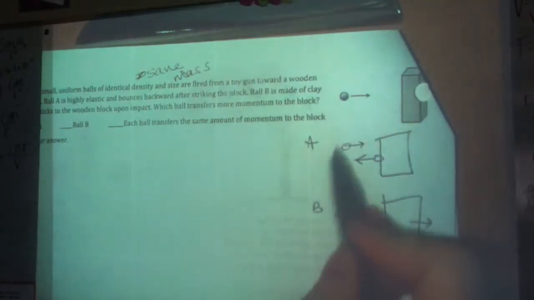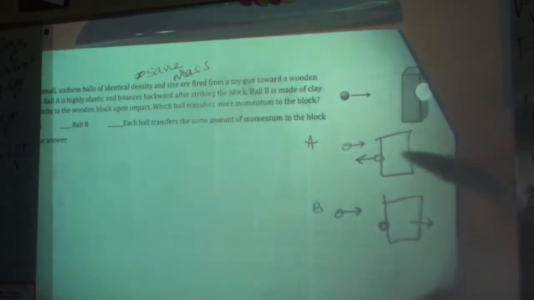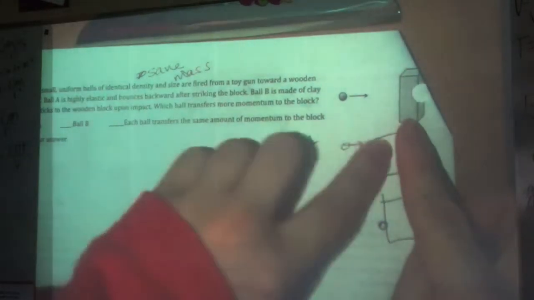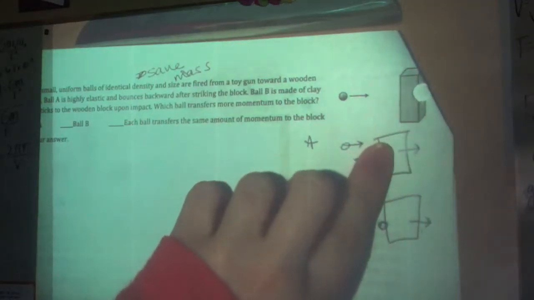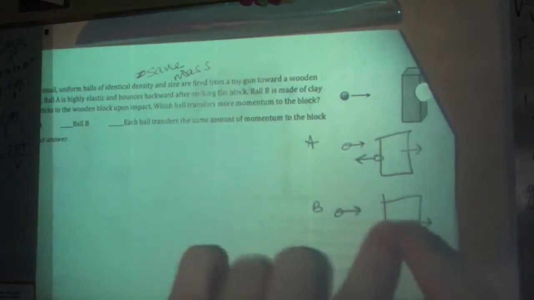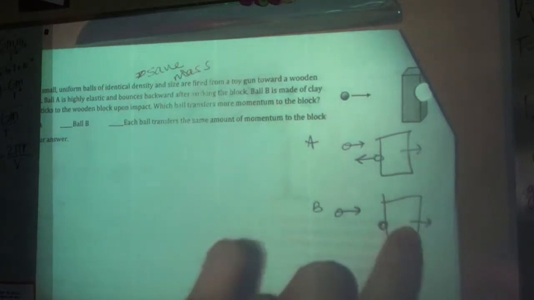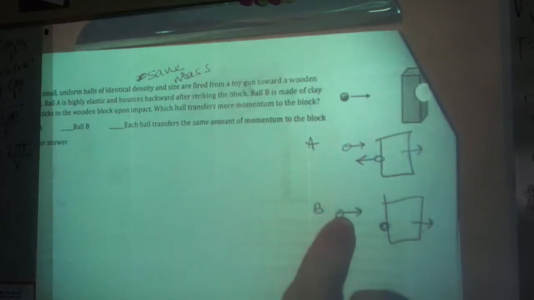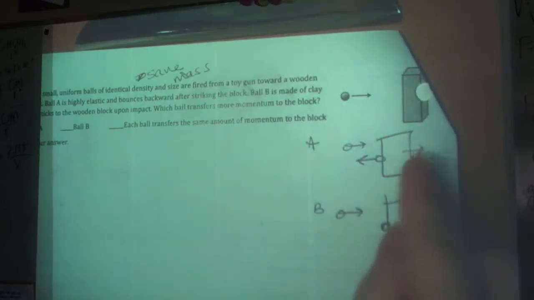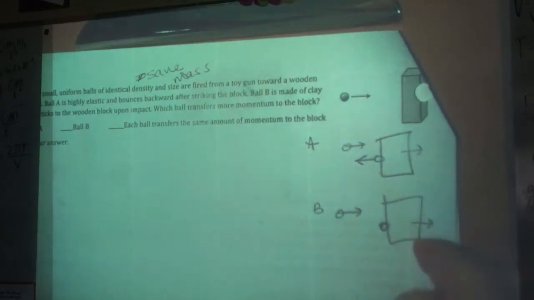Which ball transfers more momentum to the block? So think about when this comes in and bounces off, obviously this one's going to go to the right as well, because when this one hits with some force, it transfers momentum to this block. And obviously this one coming in and sticking to it transfers some of its momentum to the block as well. I'm asking which ball transfers more momentum to the block.